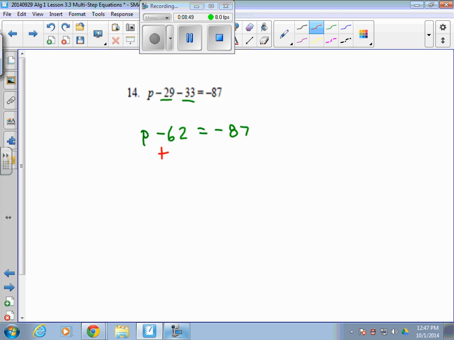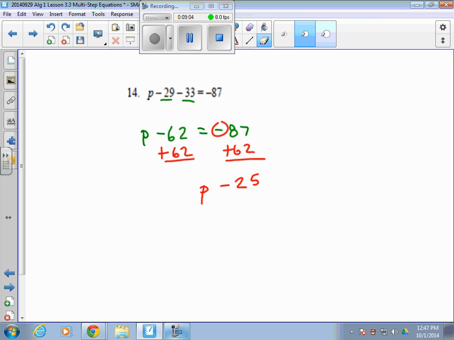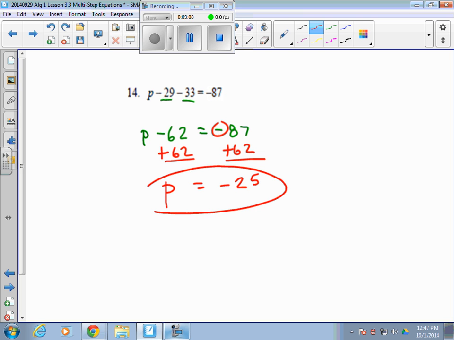Undo negative 62 by adding it to both sides. Opposite signs, so subtract them. 7 minus 2 is 5. 8 minus 6 is 2, and its higher absolute value is negative, so it's going to be negative. P is equal to negative 25.